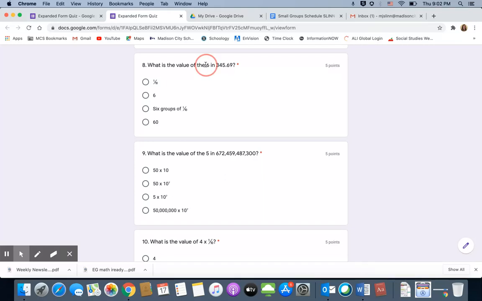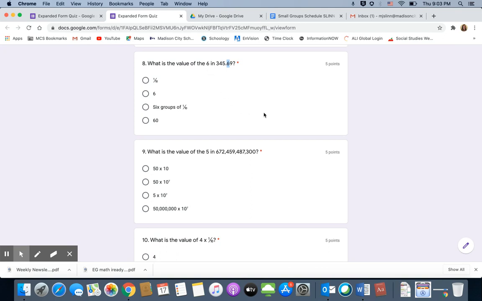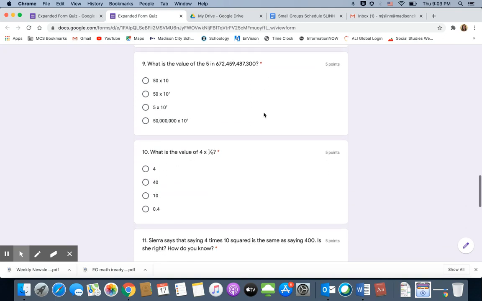However, the question asks you to focus not on the hundredths place, but on this place here. So don't get tripped up. Really focus in on the details. What is the question asking you to figure out? What is the value of the 5 in this number? So again, focus in on just this digit. What's the value of that digit?